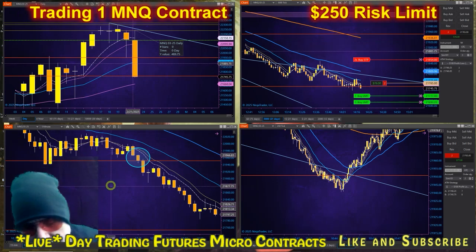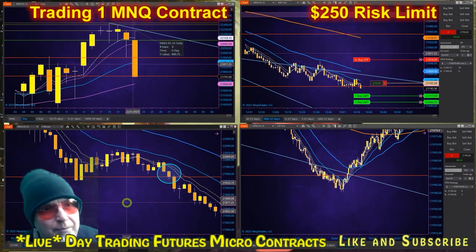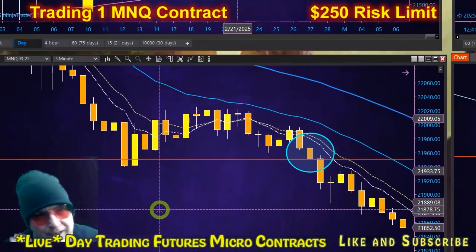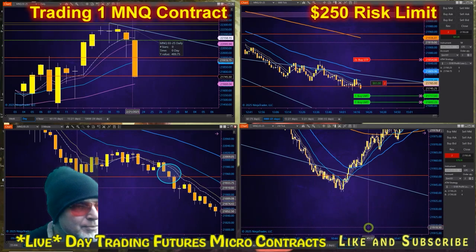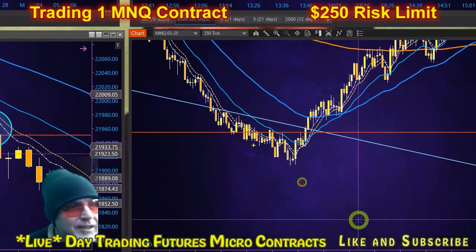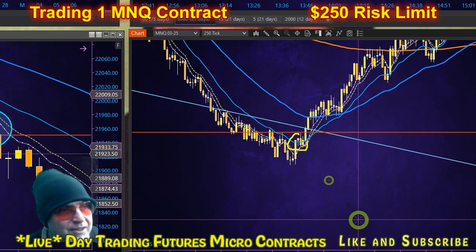Let's take a close look at this bounce off of this previous day's level here before it broke down. Here's the 5-minute chart, right? Let's look at that on the 250-minute chart, 250 tick chart. And you can see the bounce, the consolidation before the breakthrough, and then the consolidation before the continuation.